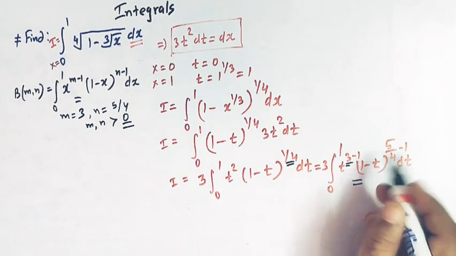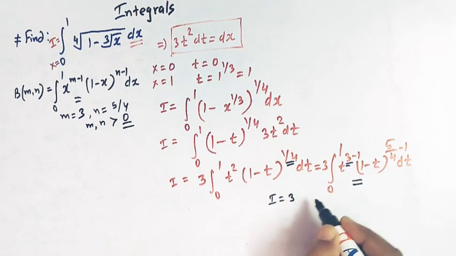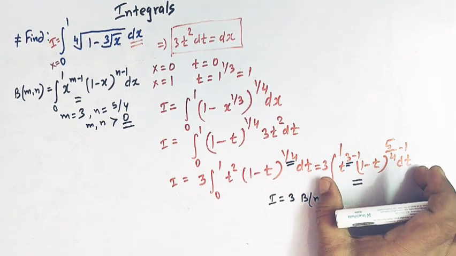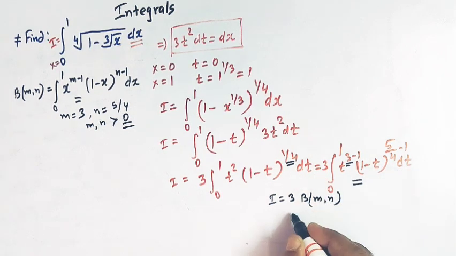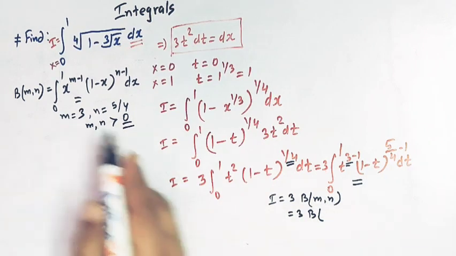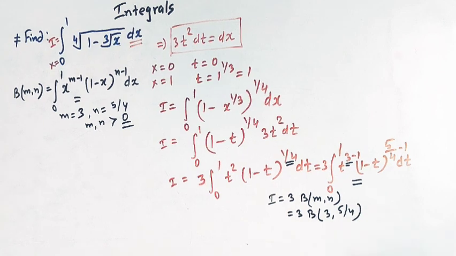So now this integral I becomes 3 times beta of m, n. So this integral is now beta of m, n, where m is 3 and n is 5 by 4.